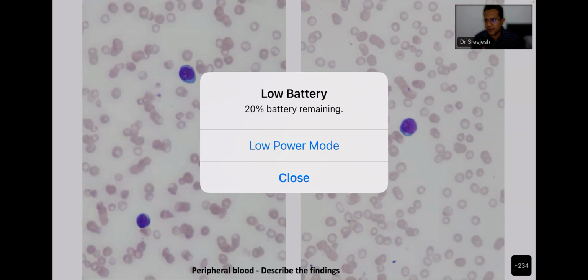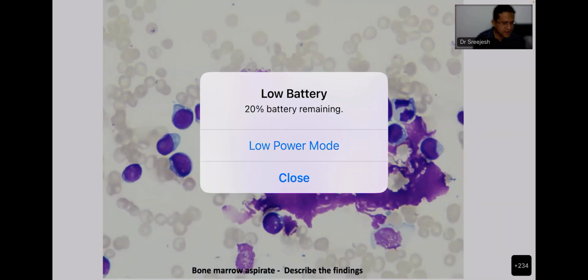They're looking atypical, they're looking immature. They could be blasts, or they could be immunoblasts, which are also blasts actually. They are immature but part of a reactive process. Okay, this is the bone marrow aspirate. People can describe. Now there's no confusion. It doesn't look like a reactive process.